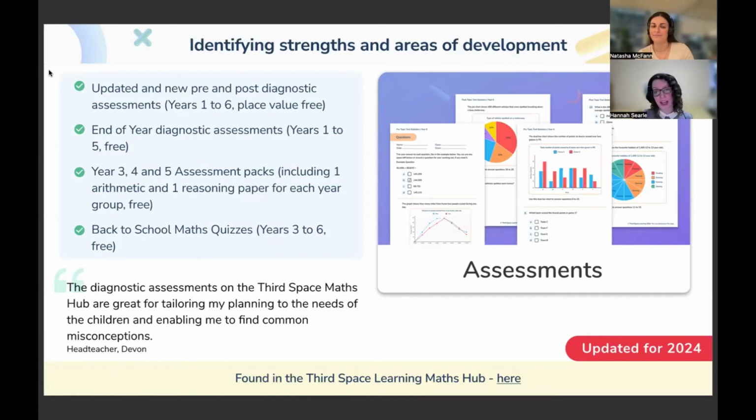Also brand new for this year for the diagnostic assessments is that they have a gap analysis spreadsheet. So you can mark things and then quickly go through, put it on the computer.